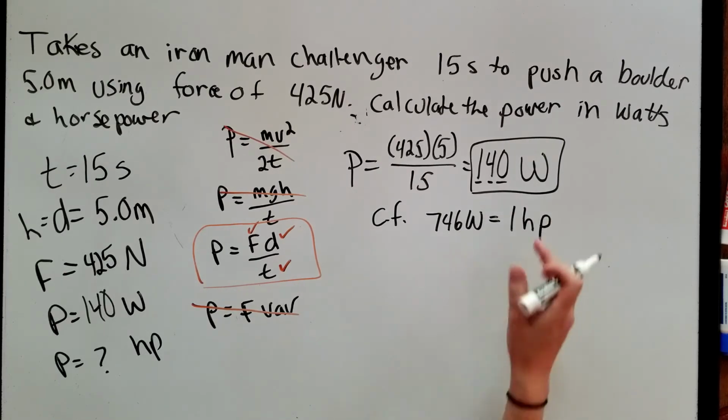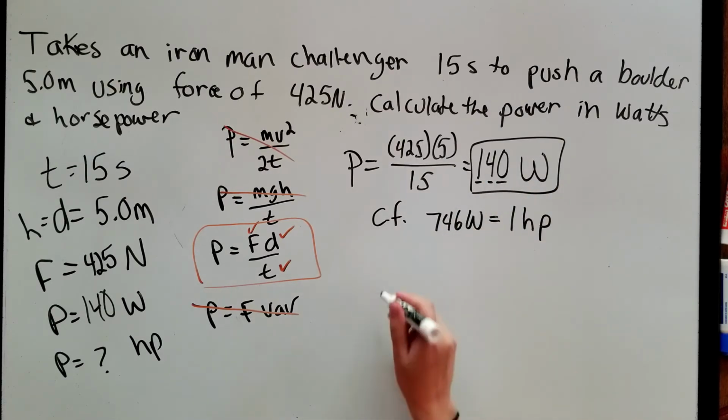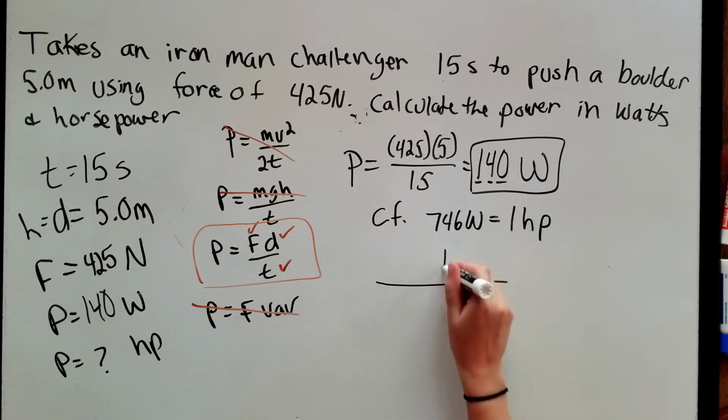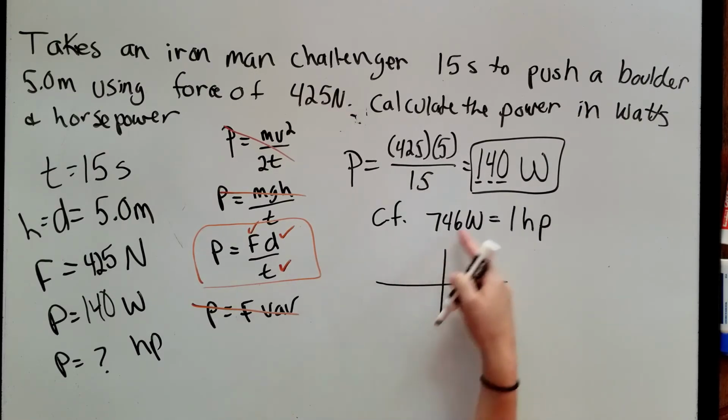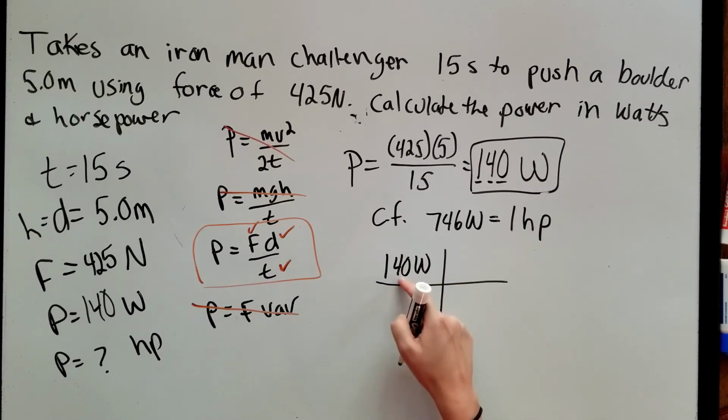Okay? So to get from watts to horsepower, we're going to use that conversion factor. So you do your railroad tracks just like you do for English to metric conversions. What you want to start with is the number you're trying to convert. So I'm trying to convert this 140 watts. So I'm going to start that in my upper left-hand corner of my railroad tracks.